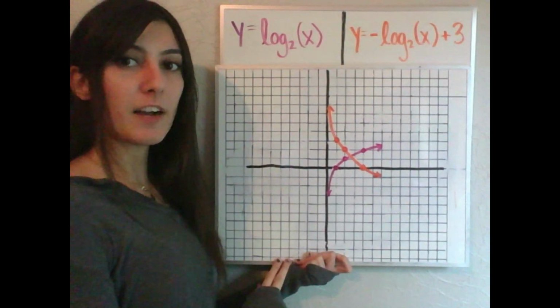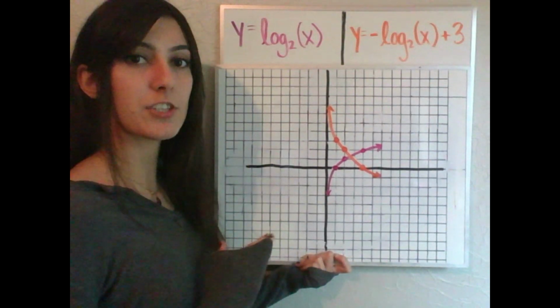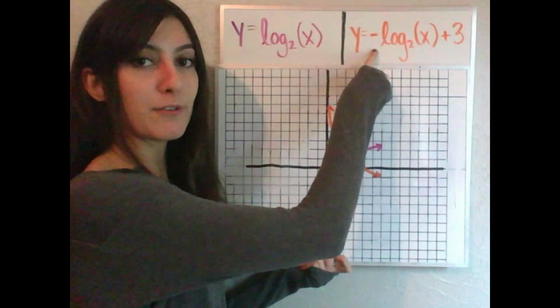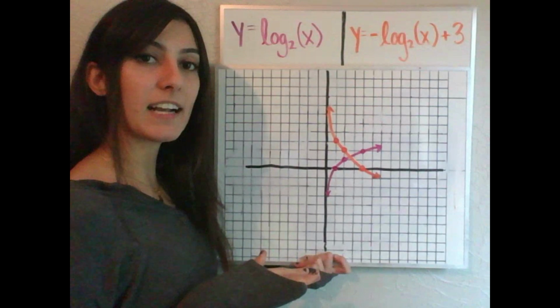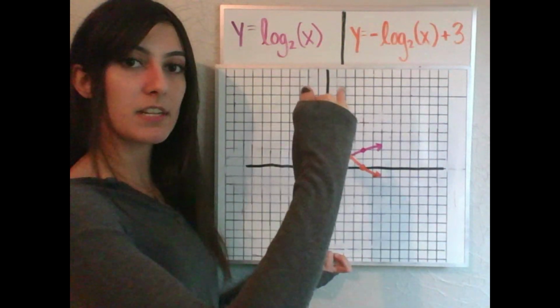So when we look at our functions and compare them to the graphs, you can see the transformations. The negative out front caused a flip over the x-axis, and our plus 3 caused a vertical shift of 3.